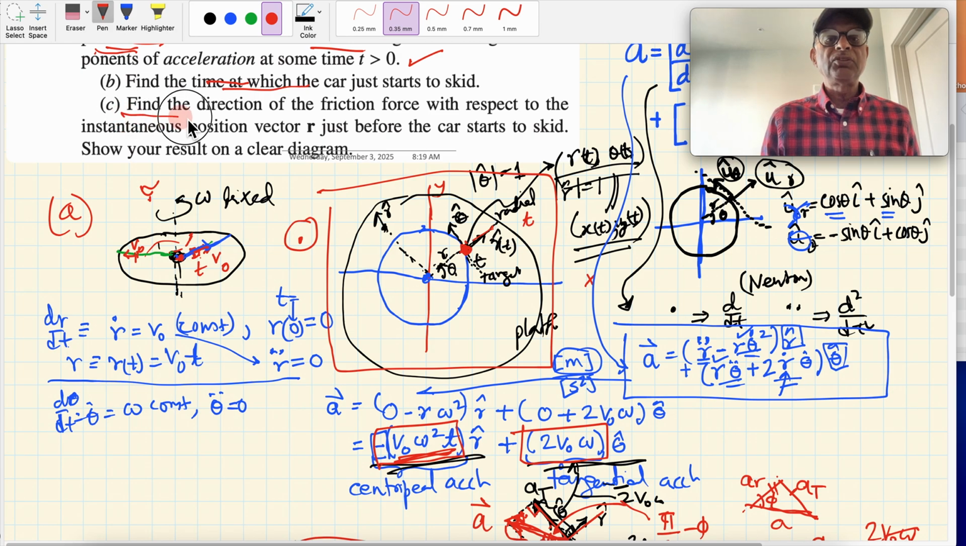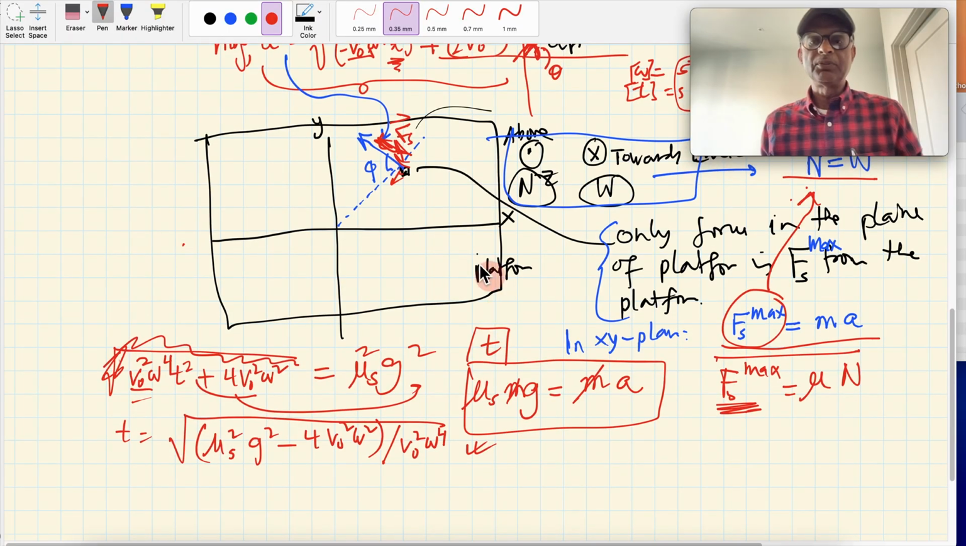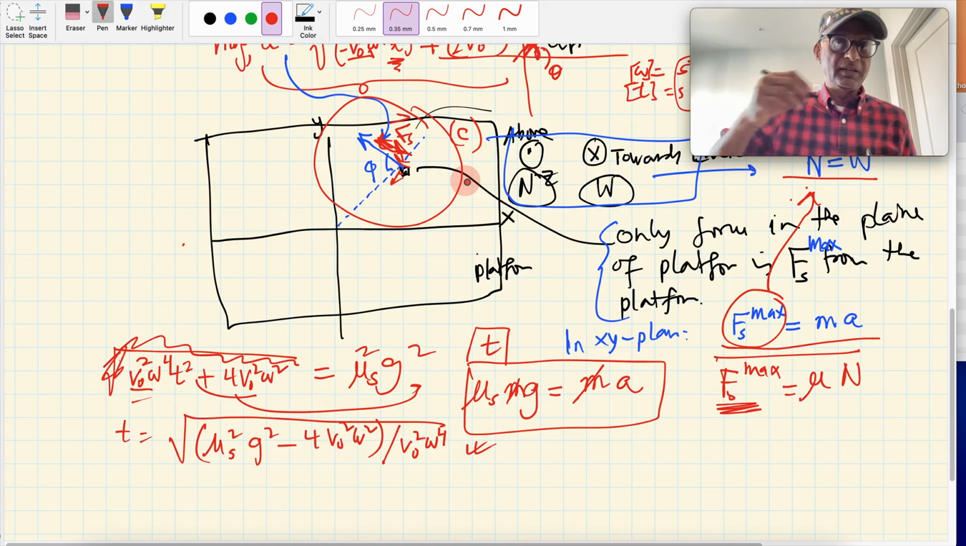So find the direction of the friction force with respect to the instantaneous velocity when it just starts to slide. Show your result on the equilibrium diagram. So we already did that. This is the C part. It has to be in that direction. No? It has to be in that direction. Okay.